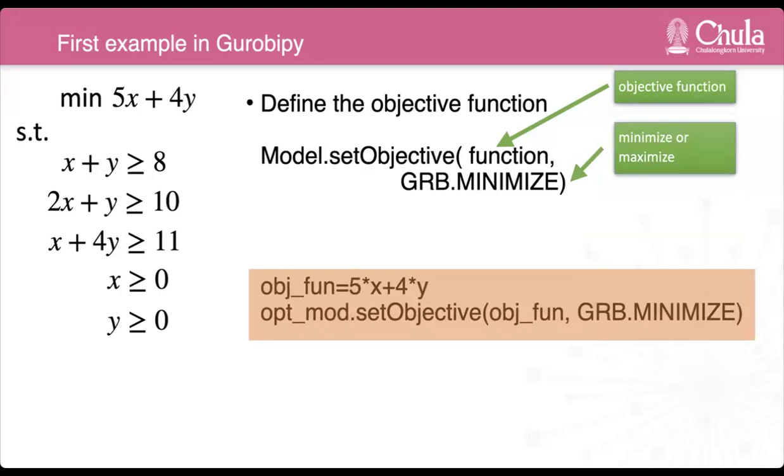And the next thing is to define the objective function. We can create this by using this command. Objective function is 5 star x plus 4 star y. opt_mod set objective. Okay, objective function, GRB minimize. This is the type. You have two choices whether you want to minimize or maximize.